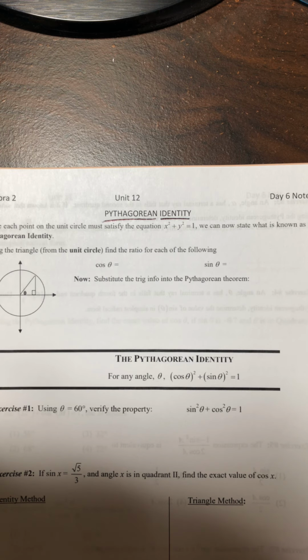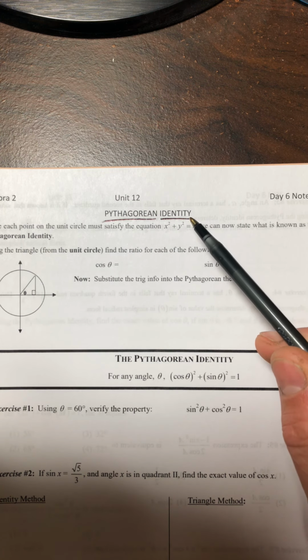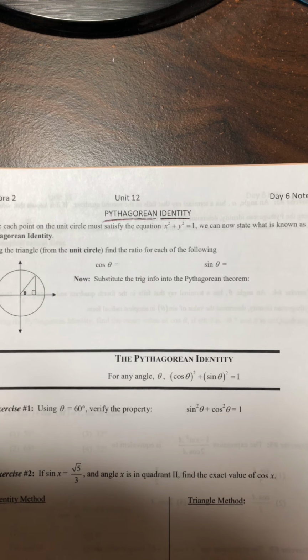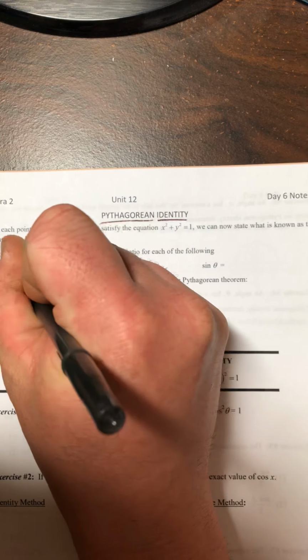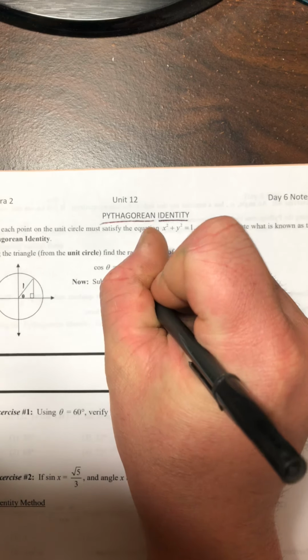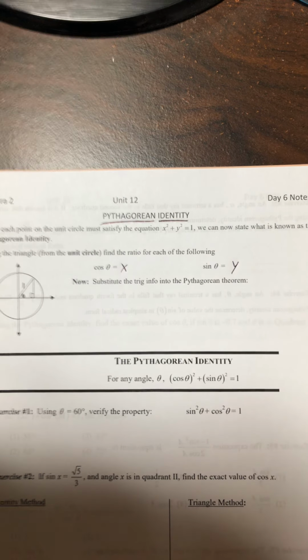Okay, Algebra 2, Day 6 notes is on the Pythagorean identity. It's basically kind of short and sweet. Alright, Pythagorean theorem, you all familiar with that. Last lesson we did cosine of theta to find the unit circle. Remember the radius is 1. Cosine of theta is just x. Sine of theta is just y.